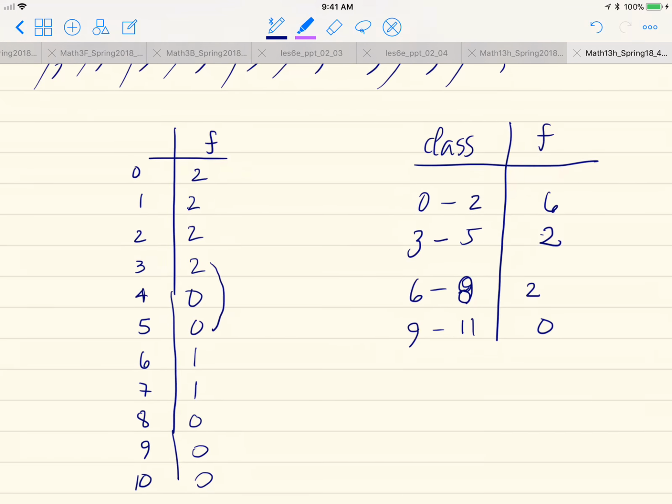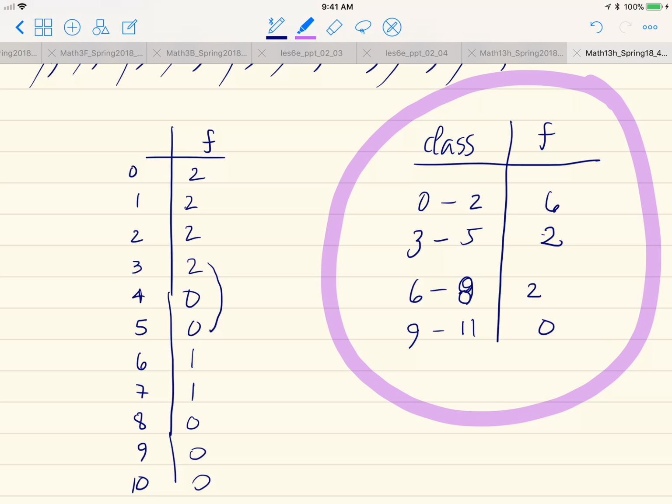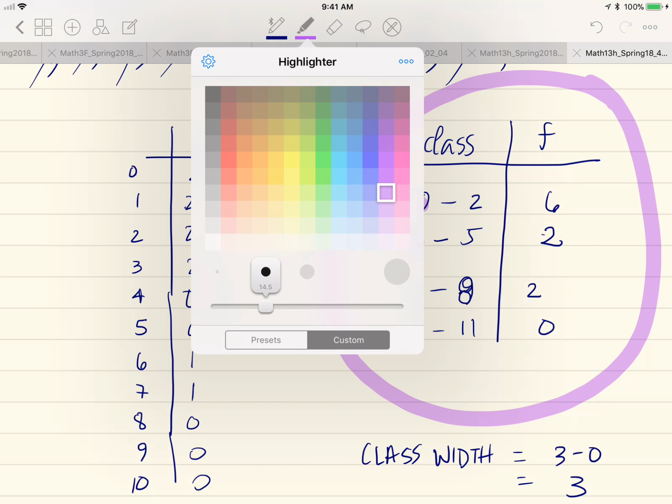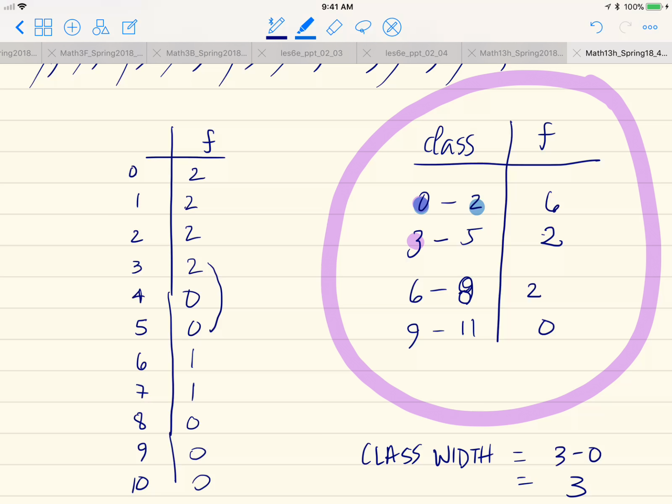Quick question. For this frequency distribution on the right, what is the class width? Do you remember how to find the class width? You look at your two lower limits. So 3 minus 0, so 3 is our class width. Right, we could find our midpoints, and to find our midpoints, you add. So you say 0 plus 2 divided by 2, 3 plus 5 divided by 2, 6 plus 8 divided by 2, 9 plus 11 divided by 2. So we can find our midpoints. We have our lower limits, our upper limits, our lower boundaries, our upper boundaries, and all of that.